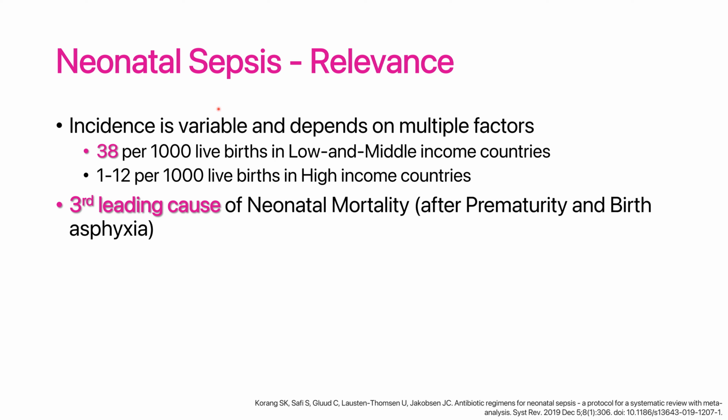So what is the relevance of neonatal sepsis? Why is it very important to learn about it? Because it is the third leading cause of neonatal mortality after prematurity and birth asphyxia. If we can learn to prevent and appropriately treat neonatal sepsis, then we can reduce the mortality of neonates significantly. The incidence is variable and depends upon multiple factors. In a high income country it can be as low as 1 to 12 per 1000 live births, but in a low and middle income country, especially ours like India, the incidence is as high as 38 per 1000 live births, or 4 babies in every 100 babies have neonatal sepsis.